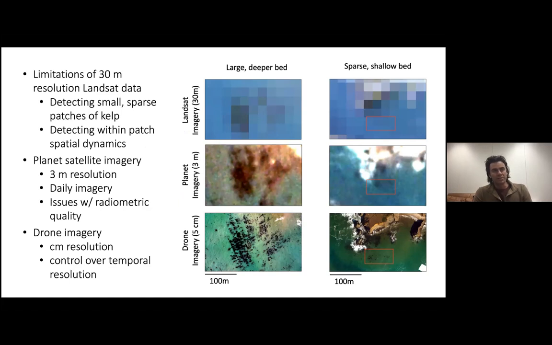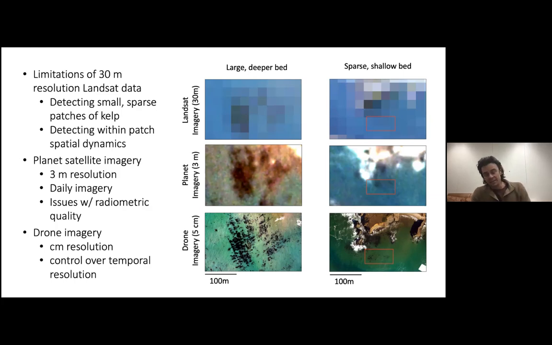For one, there's a detection floor, right? Landsat is 30 meter resolution. And so it has problems detecting small, sparse patches of kelp. And so as a result, it may misidentify true extinctions, right? If you have a small patch that has very sparse kelp canopy that isn't detected on Landsat, we may think that patch is extinct, whereas functionally it still has kelp.